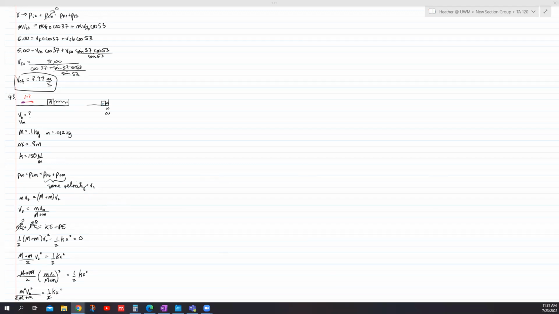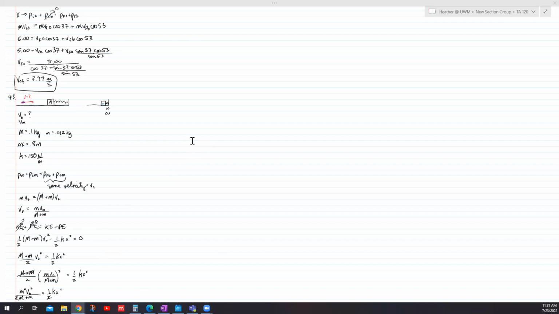All right, we've got a 12-gram bullet fired horizontally into a 100-gram wooden block that's initially at rest on a frictionless horizontal surface connected to a spring with a spring constant of 150 N/m. The bullet becomes embedded in the block. If the bullet-block system compresses the spring by a maximum of 80 centimeters, what is the speed of the bullet at impact with the block?